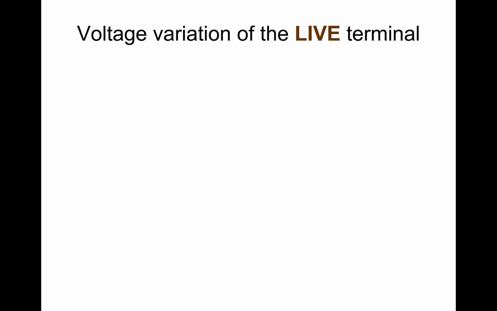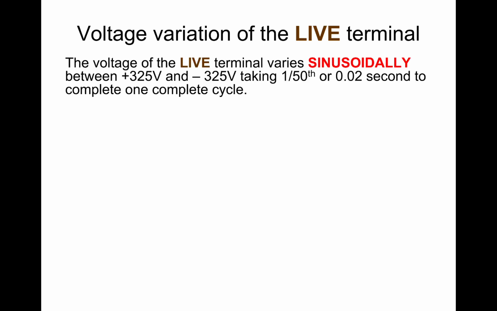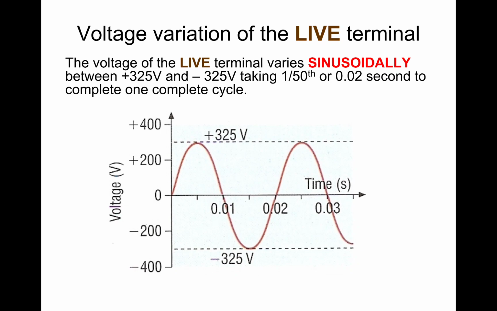Moving onwards, voltage variation of the live terminal. The voltage of the live terminal varies sinusoidally. If you've done maths, it basically means like a sine graph, a repeating function between plus 1 and minus 1. If you're not in year 11 and haven't done that, don't worry. It just basically means it'll repeat. You'll see in a moment. So it goes between plus 325 and minus 325. So that would be mains electricity.